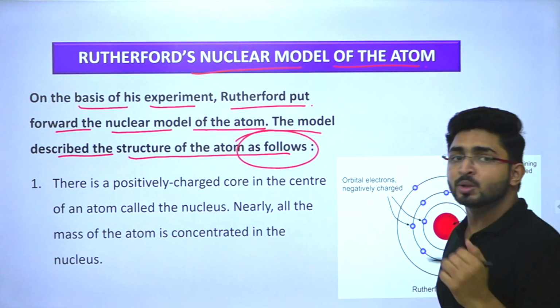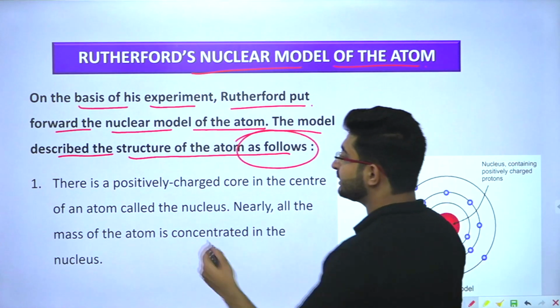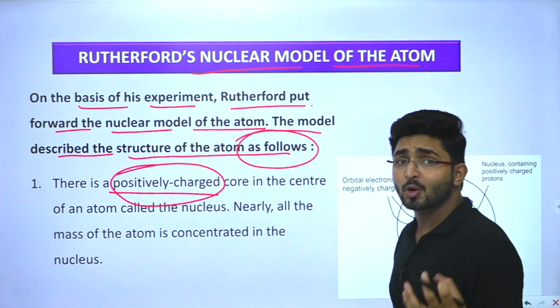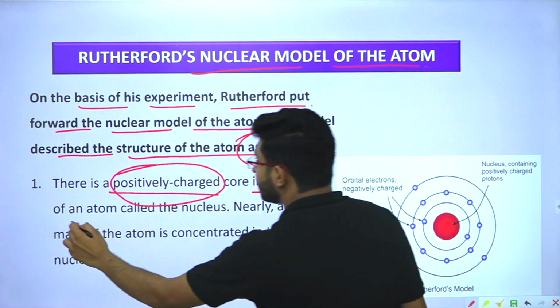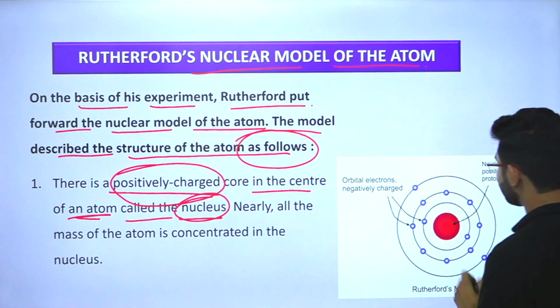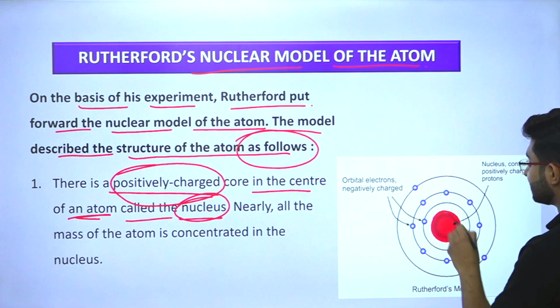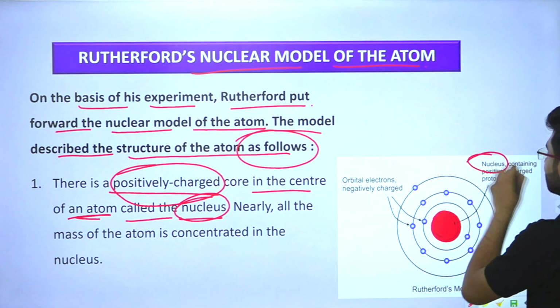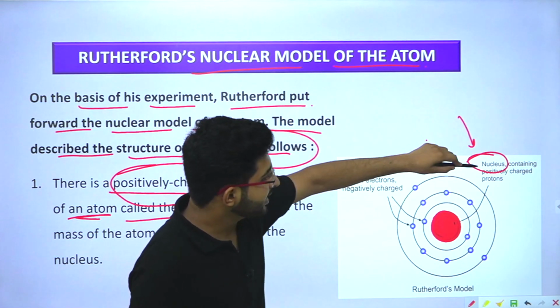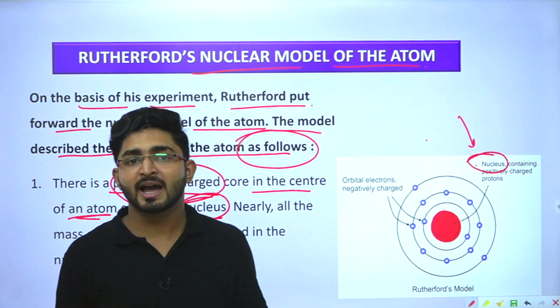According to his model, there is a positively charged core, or we can say center, in the center of an atom called the nucleus. He said that there was a positive charged core in the center of the atom, and he named it as nucleus. You can see here the image. The positive charged core is known as nucleus.